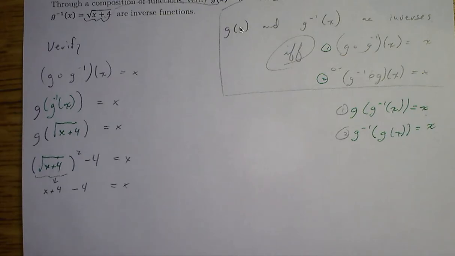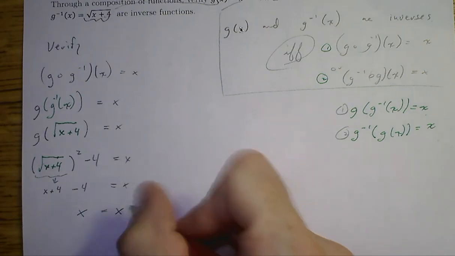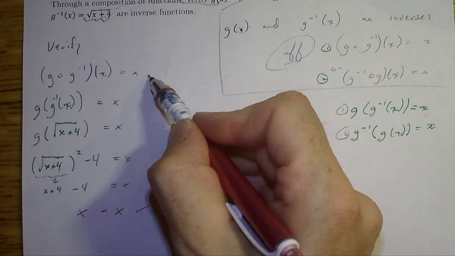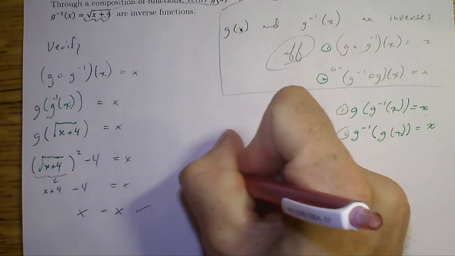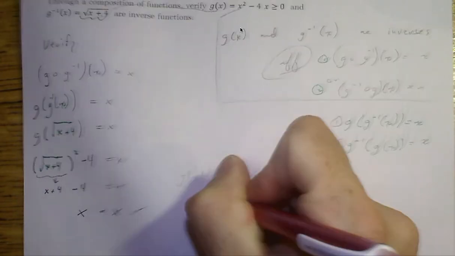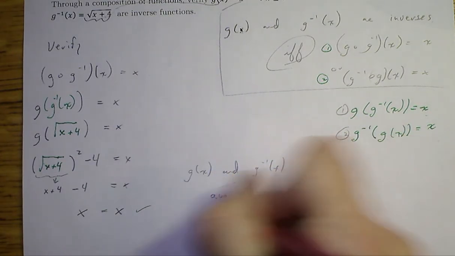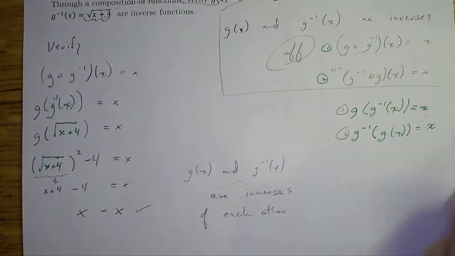Now, hopefully you're able to say, oh my god, this has to be a true statement right now. x plus 4 minus 4 just leaves me with x. So x is equal to x. This is true. So I have verified that this is true. So since this is true, g of x and g inverse of x are inverses of each other.